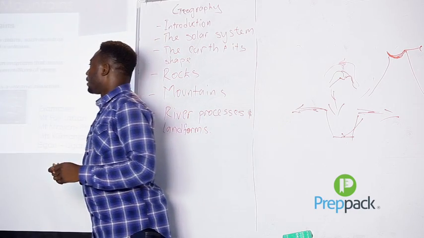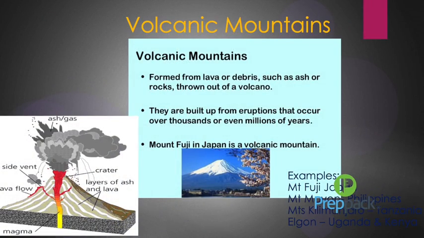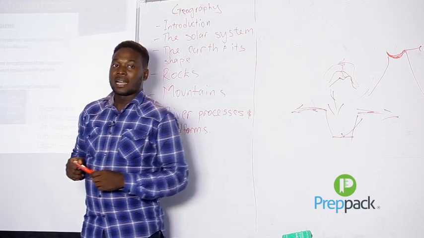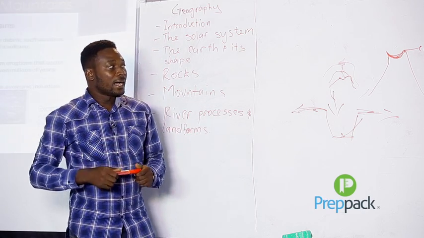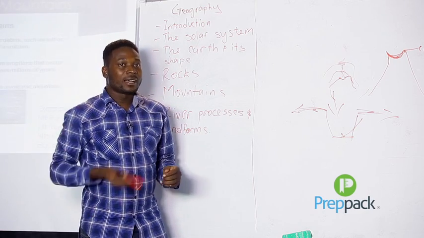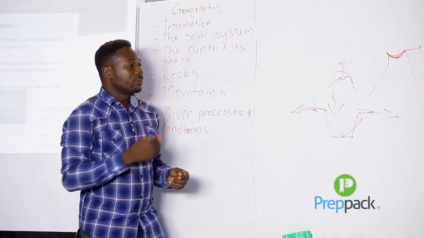We have a good example of a volcanic mountain in Japan. They call it Mount Fuji. Mount Fuji in Japan is a good example of a volcanic mountain. We have Mount Mayon in the Philippines. We have Mount Kilimanjaro in Africa, and we have Mount Elgon in Uganda and Kenya. A volcanic mountain always has vents that run through the mountain, and it is through these vents that the ash, the lava, the magma comes out from.